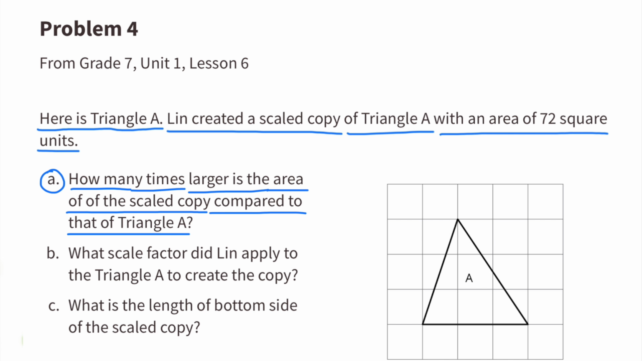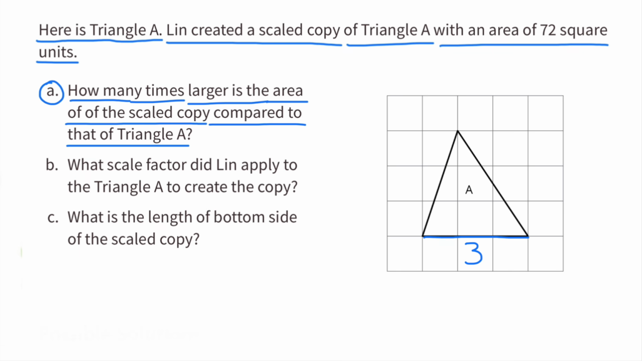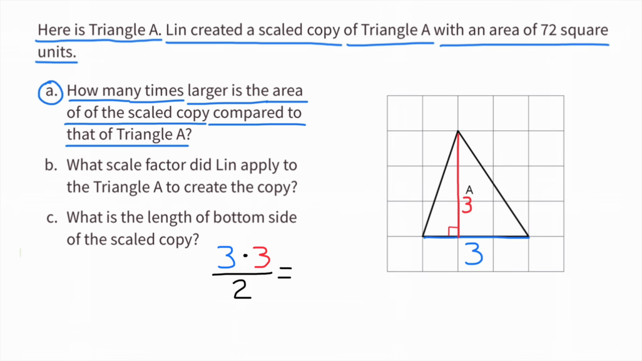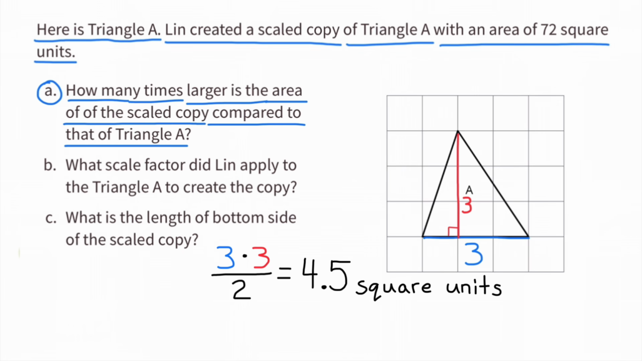Before we can compare the two areas, we need to figure out the area of triangle A. Triangle A has a base of 3 units and a height of 3 units. The area of a triangle is base times height divided by 2, or half of base times height. 3 times 3 is 9. 9 divided by 2 is 4 5/10. The area of triangle A is 4 5/10 square units.